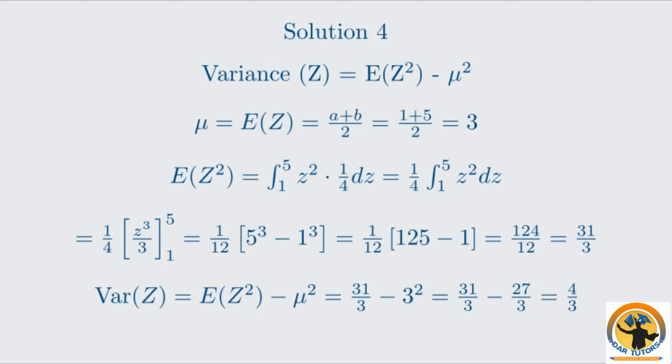Finally, we subtract the mean squared. The variance of z is 31/3 minus 3 squared, which is 31/3 minus 9. This gives us 4/3. Now for the second and much quicker method.